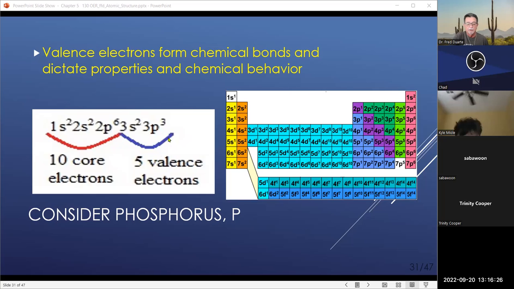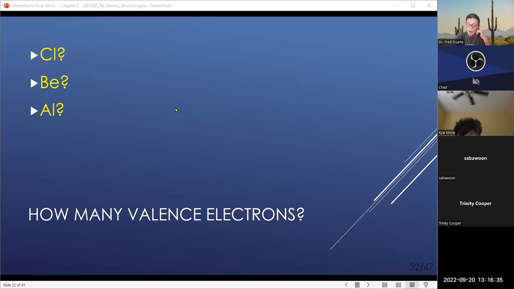And finally, the final aspect about valence electrons: that is where all the chemistry happens. That's where all the action happens, the valence electrons. All right, so you may be asked to determine the number of valence electrons. Be careful to discern the difference between the total number of electrons and the valence electrons. We're not concerned about the total number of electrons. We want to just know how many valence electrons it has.